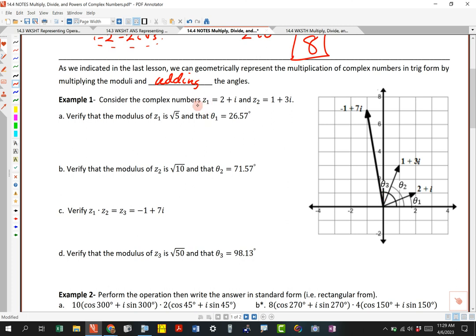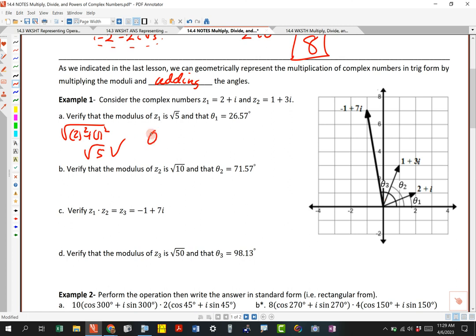So it says, consider the complex numbers z1, 2 plus i, and z2, 1 plus 3i. So those are the ones that we started with right here. It says verify the modulus of z1 is radical 5 and verify that theta 1 is 26.57 degrees. So let's go ahead and do that. So to find the modulus, we're going to do 2 squared plus 1 squared. So that's the square root of 5. So check on that one.